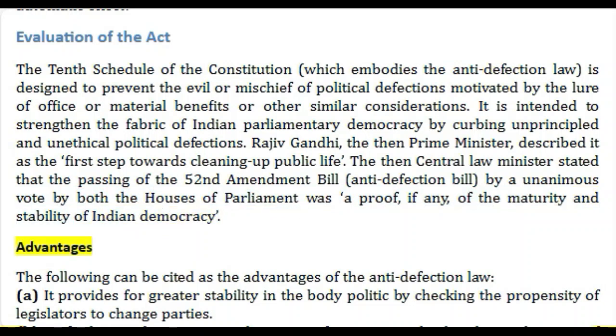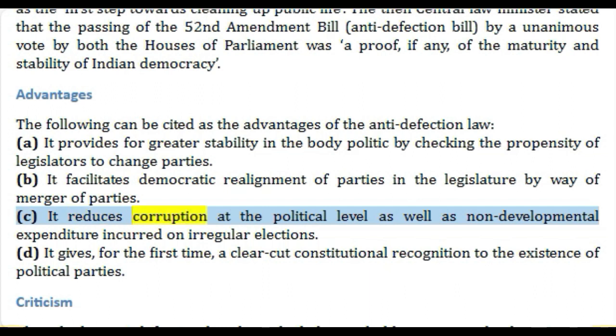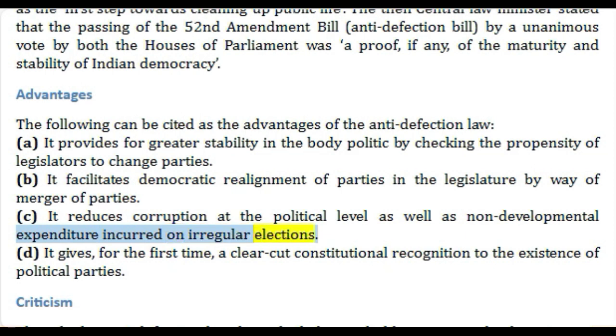Advantages. The following can be cited as the advantages of the anti-defection law. A. It provides for greater stability in the body politic by checking the propensity of legislators to change parties. B. It facilitates democratic realignment of parties in the legislature by way of merger of parties. C. It reduces corruption at the political level as well as non-developmental expenditure incurred on irregular elections. D. It gives, for the first time, a clear-cut constitutional recognition to the existence of political parties.